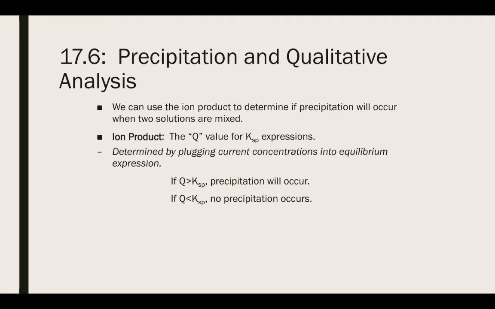If Q is less than K, this means that our ion concentrations are less than the maximum allowed in that volume of water, and our reaction will proceed to the right. Therefore, no precipitation will occur. If Q is equal to K, that means the solution is exactly saturated. We've dissolved the maximum amount of ions possible in that volume of water.